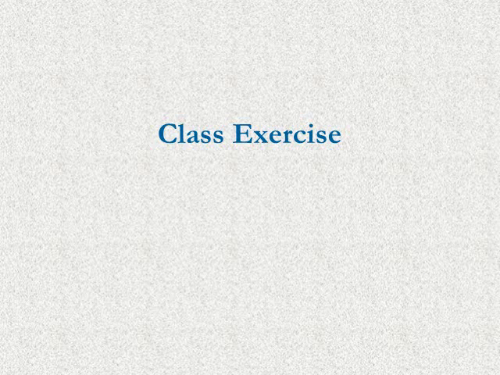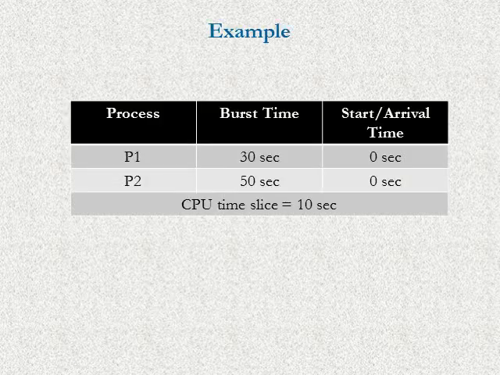Alright, so now let's have a class exercise to see whether you have grasped these concepts or not. Over here we again have two processes, P1 and P2. However, this time the burst times are a bit different. For P1 it is 30 seconds, for P2 it is 50 seconds, and both of them again arrived at time interval 0. So again you can see that any of these two processes can go in the processor first.